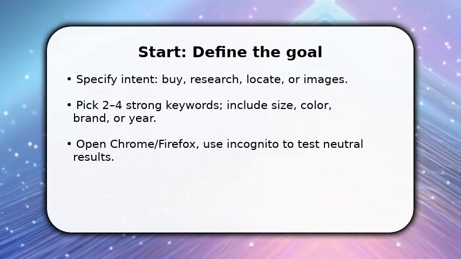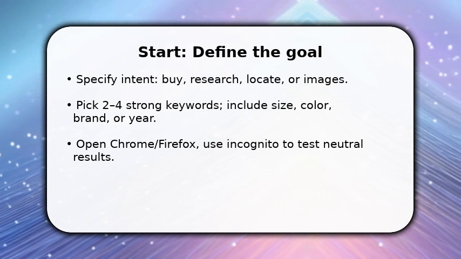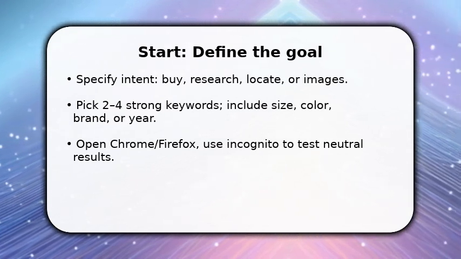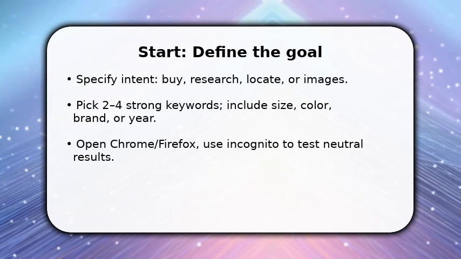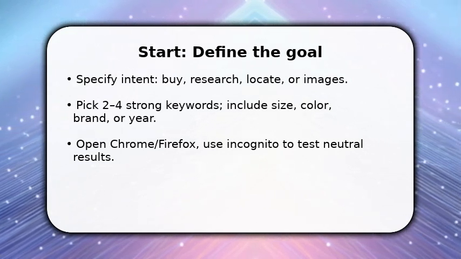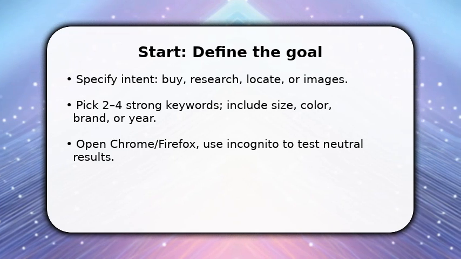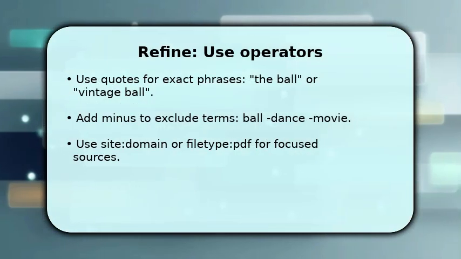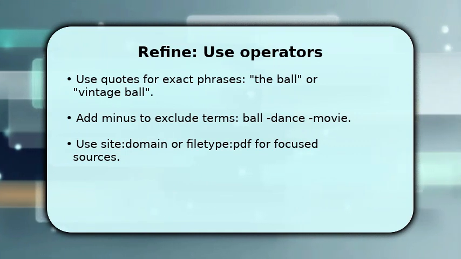Open your browser and run a baseline search to see common results. This first pass tells you which modifiers to keep or discard. Now refine with Google operators to cut noise. Put quotes around exact phrases when you want literal matches. That forces Google to keep the ball intact.